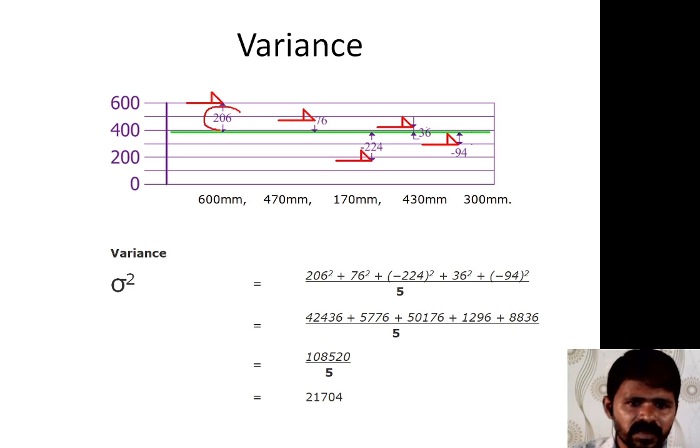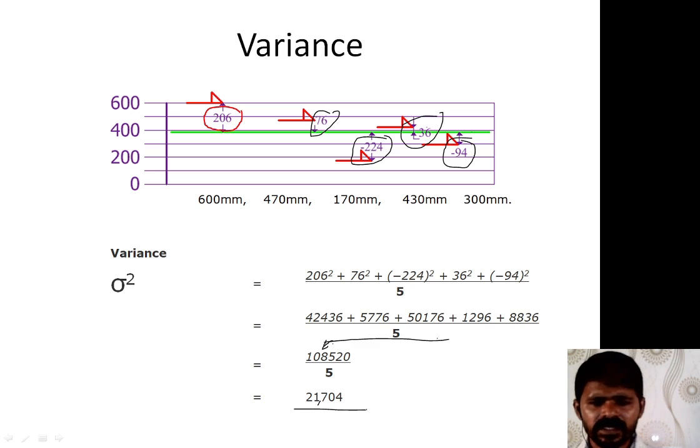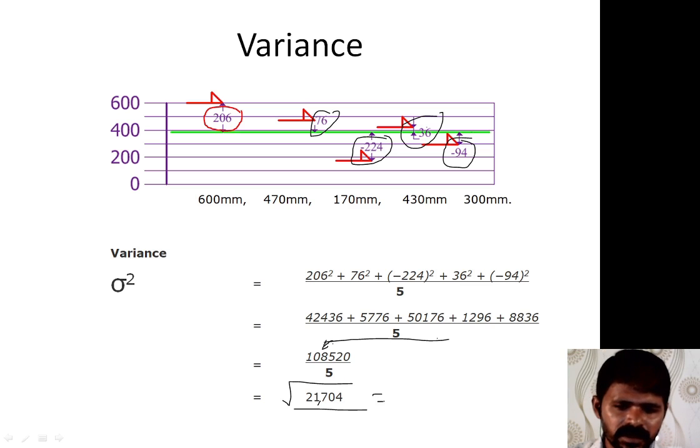We have to find the square values. We have to square all these values, add them, and divide by the total number of observations. Here 5 dogs are there, so we will get the variance. So we square 206, 76, minus 224, 36 and minus 94, each one, and divide the sum by 5. We are getting 21,704. This is the variance. If we take the square root of this value, we will get the standard deviation.